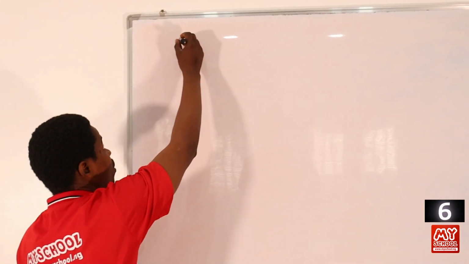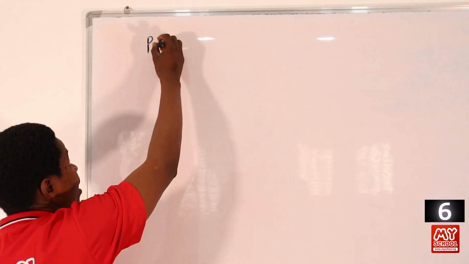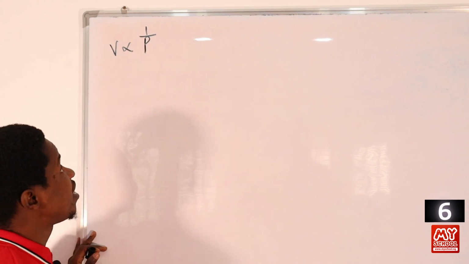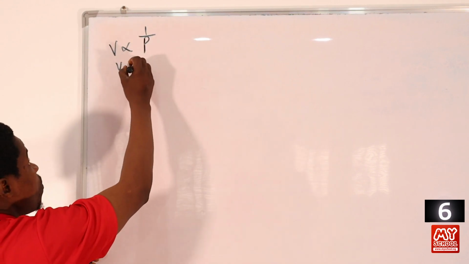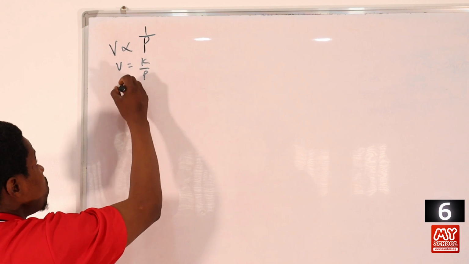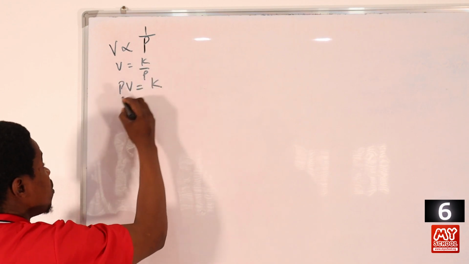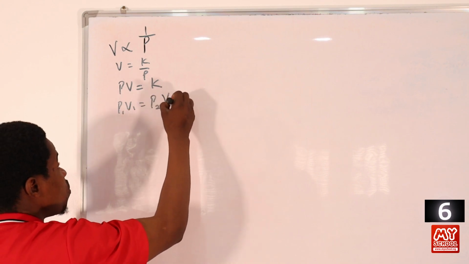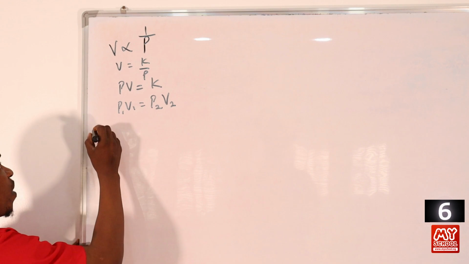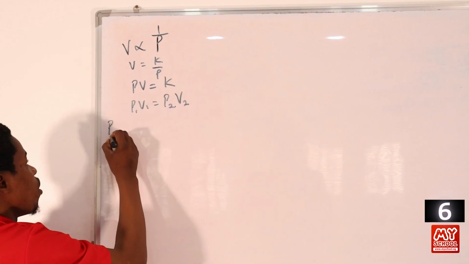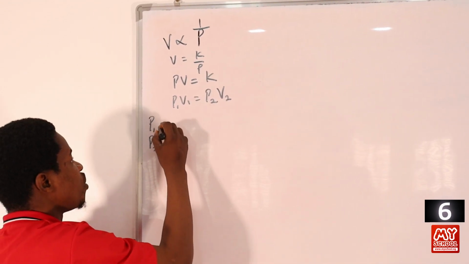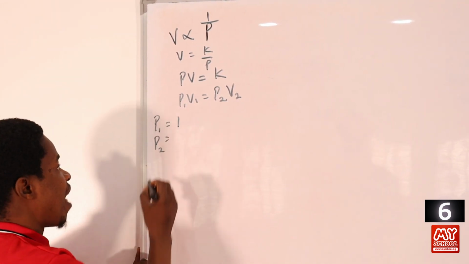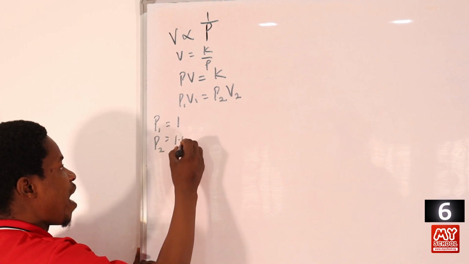The relationship is between pressure and volume. So they are inversely proportional to each other. So V will be equal to K over P, which means PV is equal to K, a constant. So P1 V1 is equal to P2 V2. From the question, we're told that P1 and P2 are in the ratio 1 is to 1.5. So the initial pressure is 1, and then the final pressure is 1.5. It's given in the question.